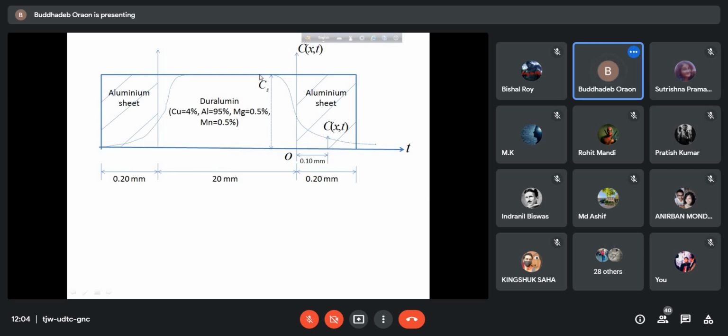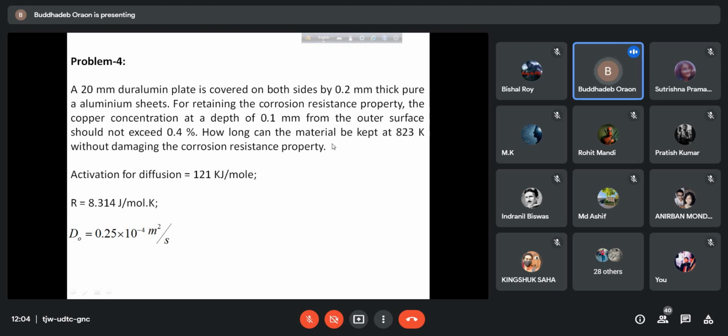So when the diffusion process takes place, after some time the copper concentration will be something like this. On the surface of the duralumin, the concentration reduces, and in the aluminium sheet the concentration of copper increases, but there should be some limitation so that we can have the corrosion resistance property. That is the problem.